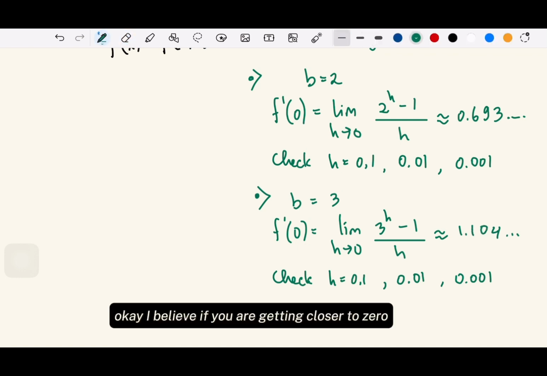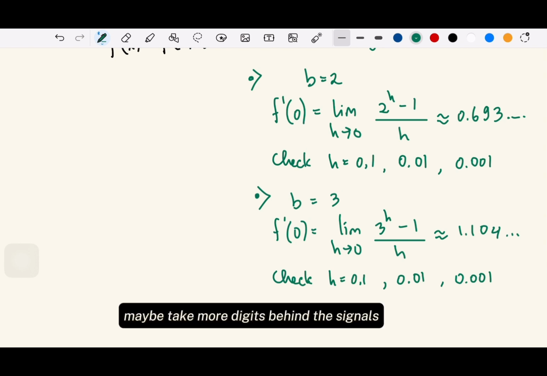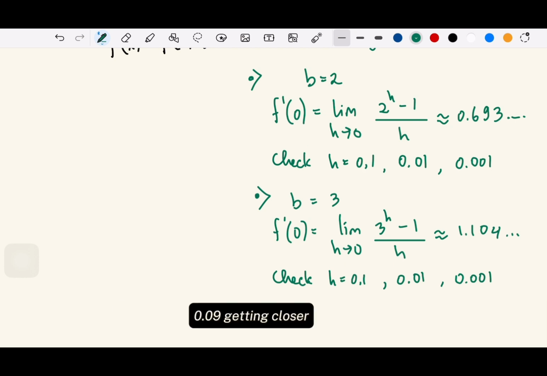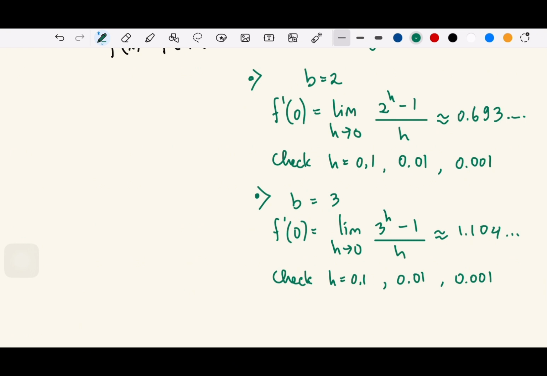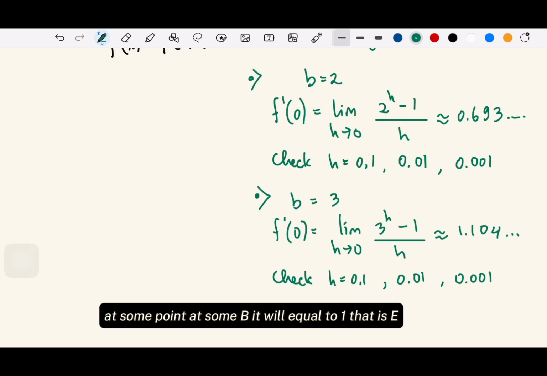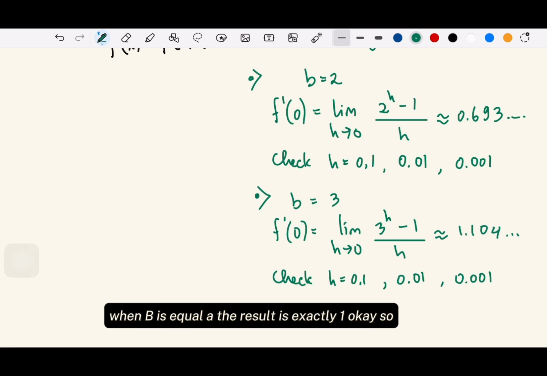Okay. And I believe if you are getting closer to 0, maybe take more digits behind the decimals, you will see that I think it's going to be 0.09. So it's getting closer to 0.09. But I think this is still okay. So between these 2 and 3, for sure, you will see the number because it's in between 0.6 and 1.1. At some point, at some b, it will equal to 1. That is e. When b is equal to e, the result is exactly 1.